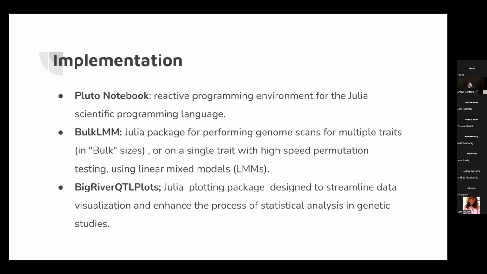We also use several Julia packages. BulkLMM, which is a Julia package for performing genome scans for multiple traits in bulk sizes, or on a single trait with high-speed permutation testing using linear mixed models. It achieves incredibly high speeds through optimization, and methods like multi-threading and grouping by similar heritability to reduce the number of eigen decompositions and transformations that have to be computed. We also use BigRiverQTLPlots for our data visualizations. This is a Julia plotting package designed to streamline data visualization and enhance the process of statistical analysis in genetic studies. You'll hear more about both of these packages, I think, in the next talk.